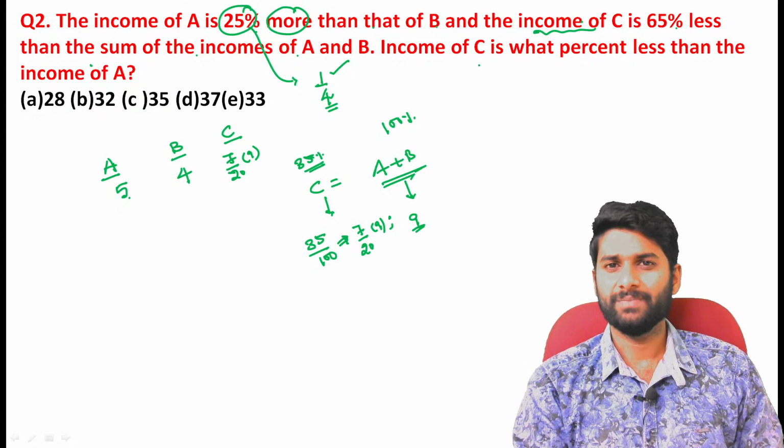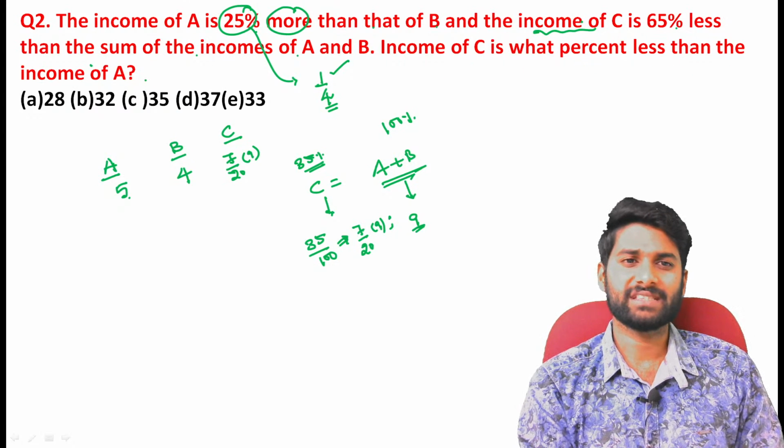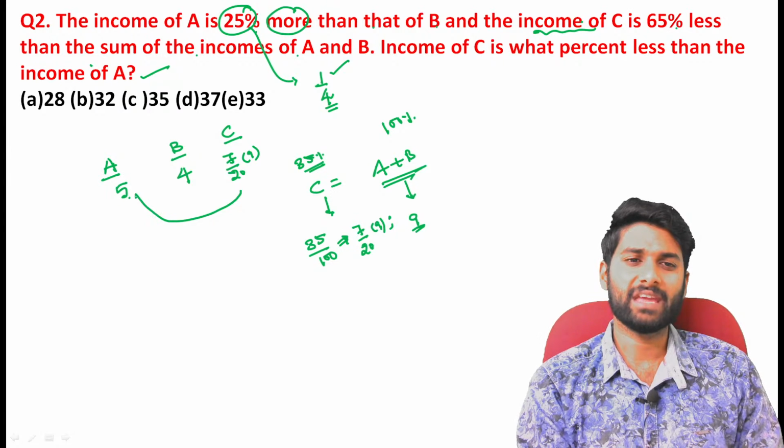Now here is the question. The income of C is what percent less than A? The C value is less than A by how much?